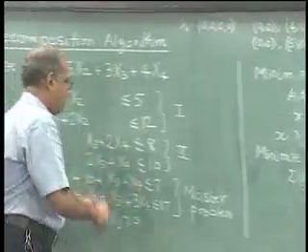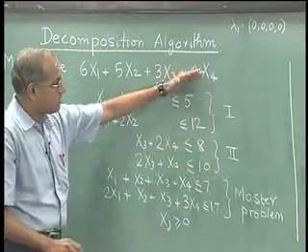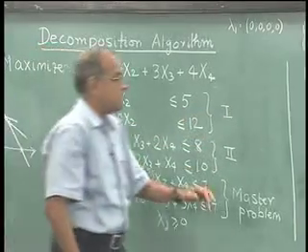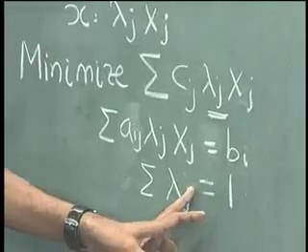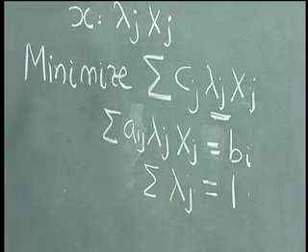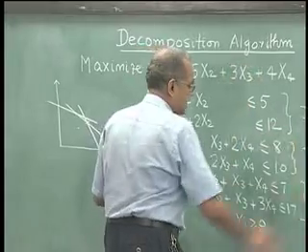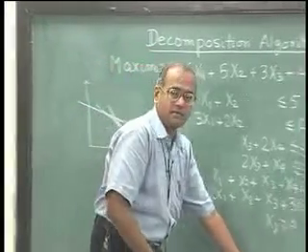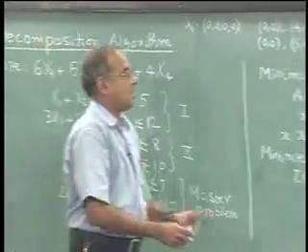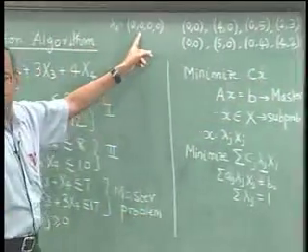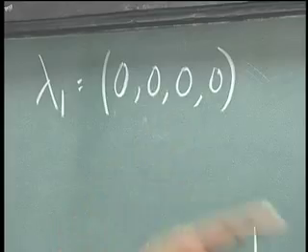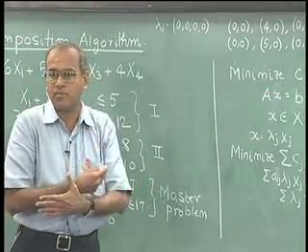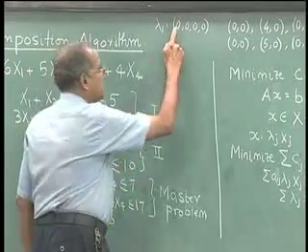Now, because we have a basic feasible solution with 0 0 0 0, we can start this. Otherwise, we may have to introduce an artificial variable for this and then begin with the artificial variable. Right now, since we are going to solve this numerical example and the point 0 0 0 0 is basic feasible, we simply start with a lambda 1, which is 0 0 0 0, which takes weight equal to 1.